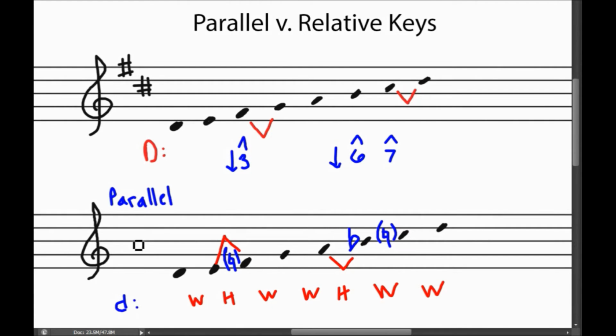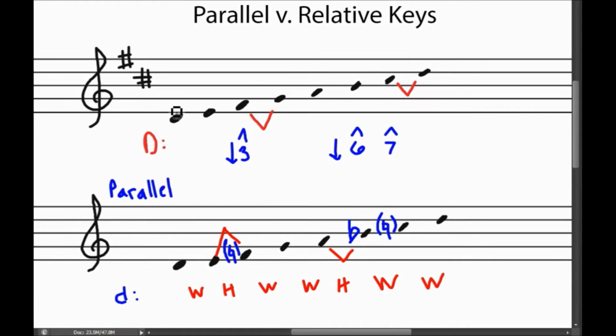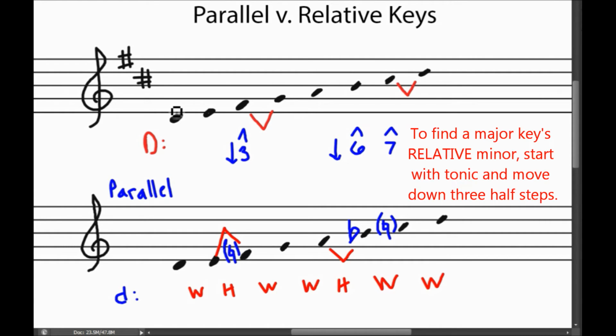Now, again, these are parallel because they start and end on the same note, D, even though we have different patterns that make them major and minor. Now let's write the relative minor key for D major. In order to find the relative minor, we need to start with the name of the major key signature, D, and walk down 3 half steps, D, D flat, C, B.